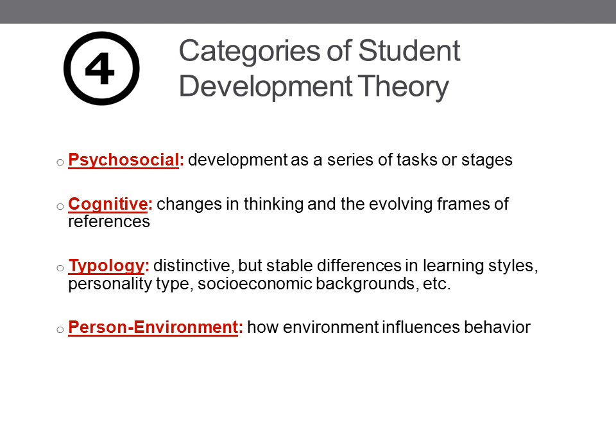Also, there are 4 categories of student development theory. We look at it from a psychosocial angle, which is basically development as a series of tasks or stages that students progress through. Cognitive, which is changes in thinking and evolving frames of reference. Typology, distinctive but stable differences in learning styles, personality type, socioeconomic backgrounds. And then finally, person-environment, how the environment influences behavior. So these are the 4 categories that a lot of the theories will fall under.